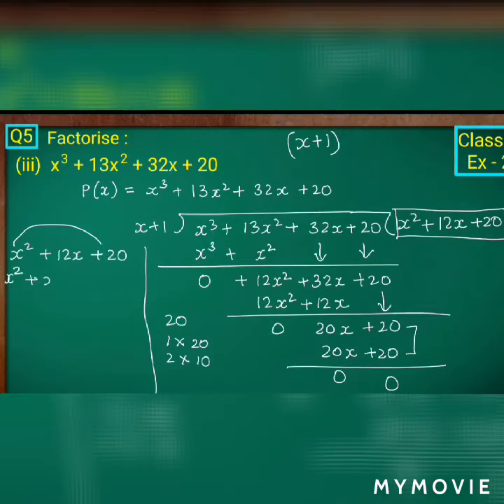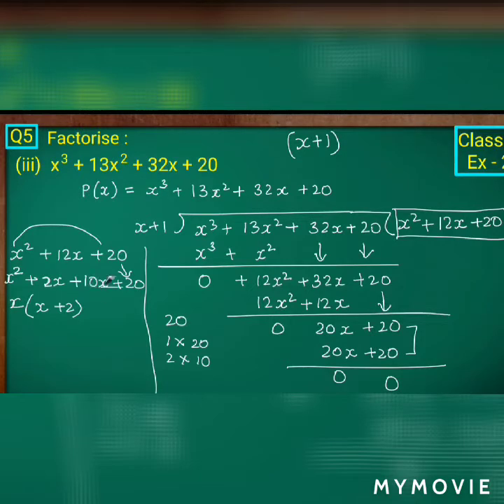How can you split here? x square plus 2x plus 10x plus 20, isn't it? So what is the term I can take common here? x. If I take x common, we'll get the factor x into x, x square, so x plus 2, x plus 2.